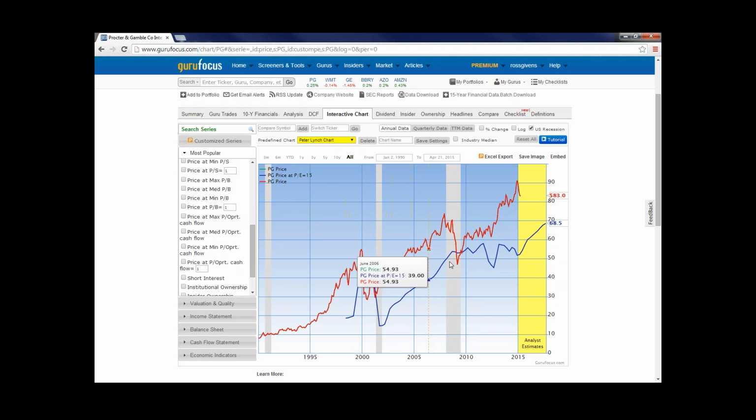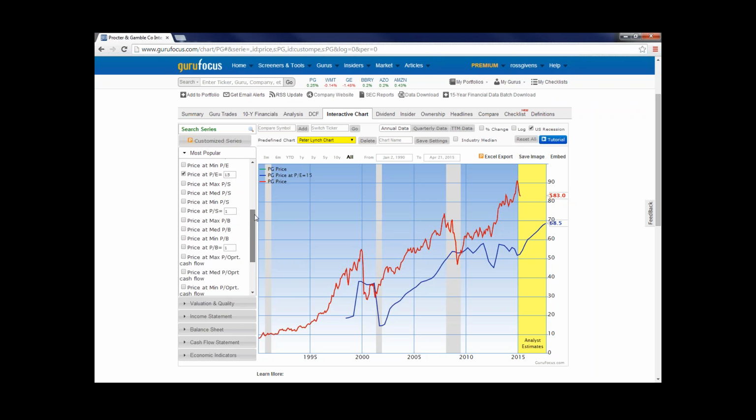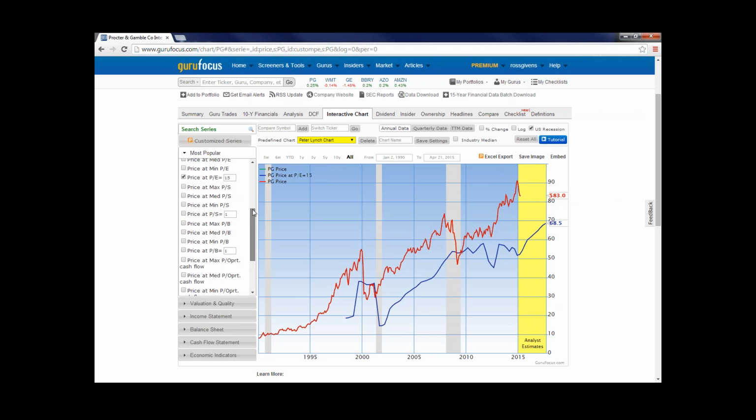It's going to give you a line at a PE of 15. What you can do is figure what the earnings multiple is of the market, put that in, and you'll quickly see if we're trading below the market levels or above. Okay, that's one thing you can do.